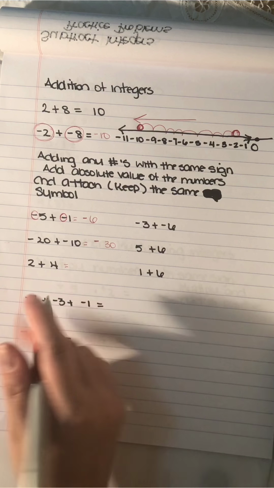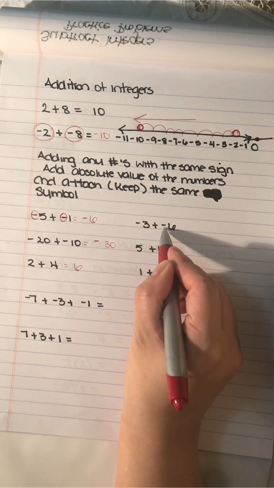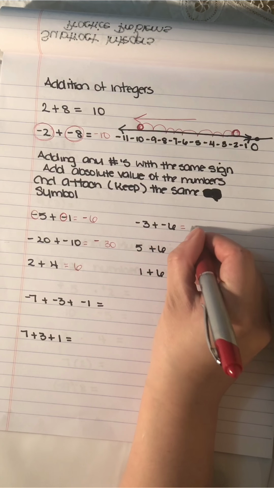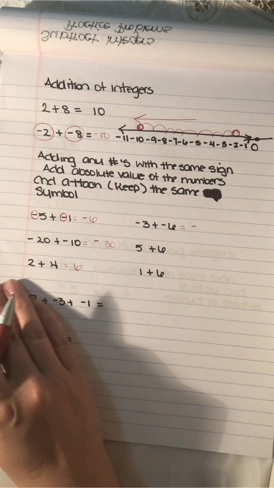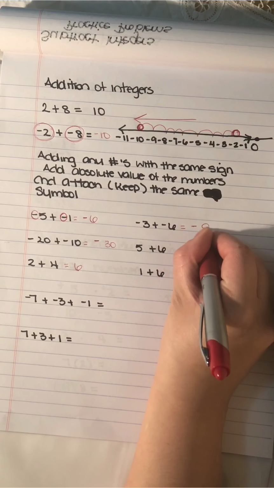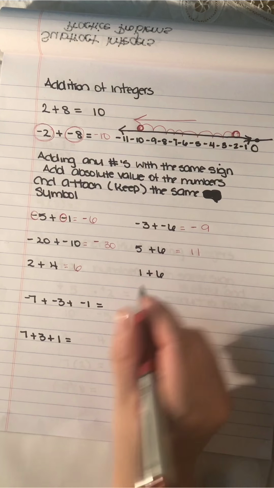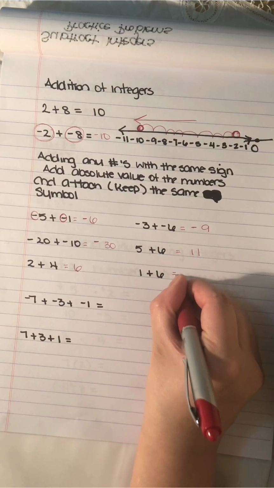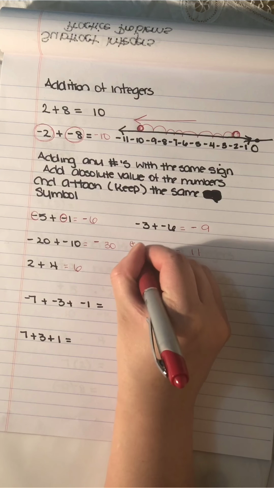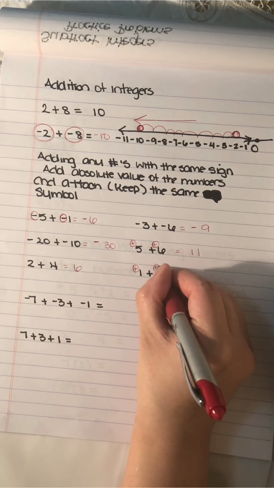Now we all know 2 plus 4 is 6. What about negative 3 plus negative 6? Again, we see that there are 2 negative signs, so we know the sum is going to be negative. 3 plus 6 is 9. So it's negative 9. What about 5 plus 6? 11. 1 plus 6? 7. Now, the reason these stay positive is because, remember, we don't technically write the positive sign. We always assume that if there's no sign, it's positive.